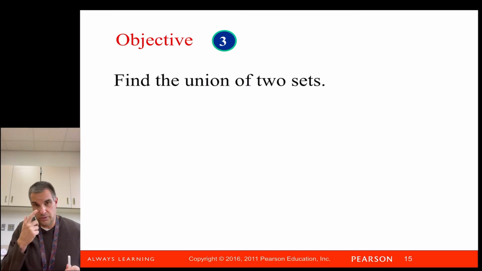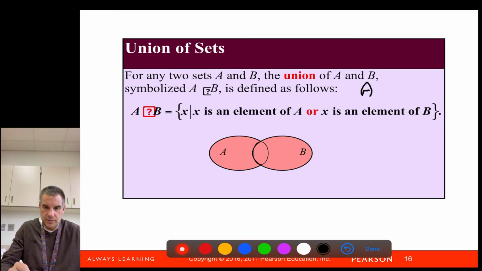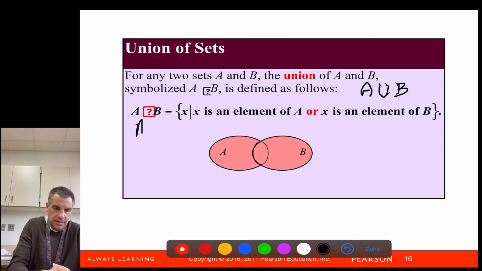union of two sets. So intersection was what they have in common. You can imagine that union is what they have altogether. So for any two sets A and B, the union of A and B is symbolized with a U. A union B. It's just a U, no little turn.